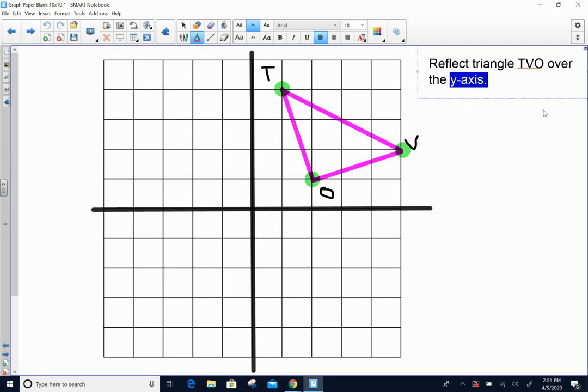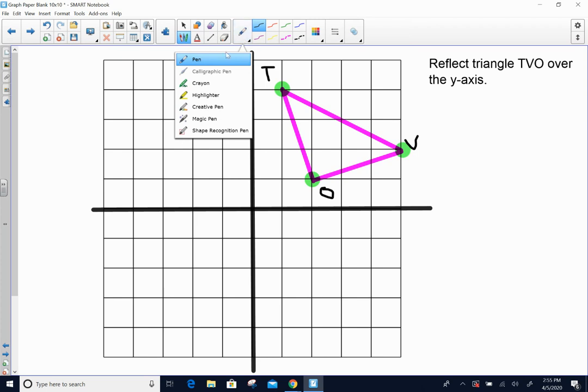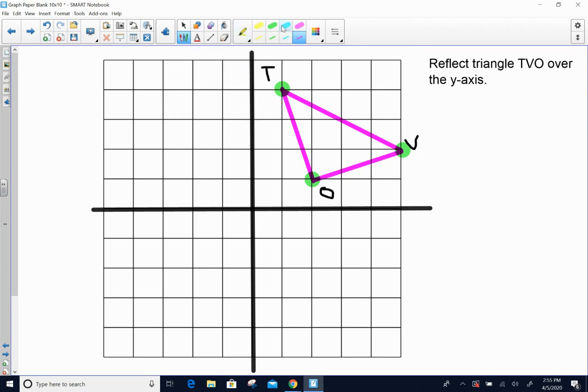y-axis, okay? So you need to know where your y-axis is, where your x-axis is. Your y-axis is this one right here. It's the one that goes up and down. It's vertical, okay? Your x-axis goes right and left. So here we're focusing on the y-axis, and we want to reflect this shape over the y-axis, okay? So let's go ahead and do that. Here we go. I'm going to do my new object in blue, okay?